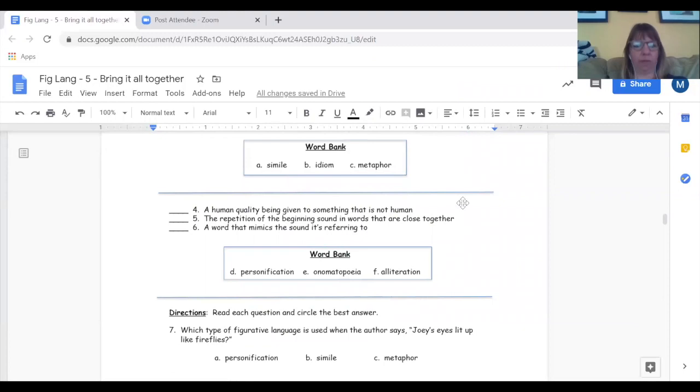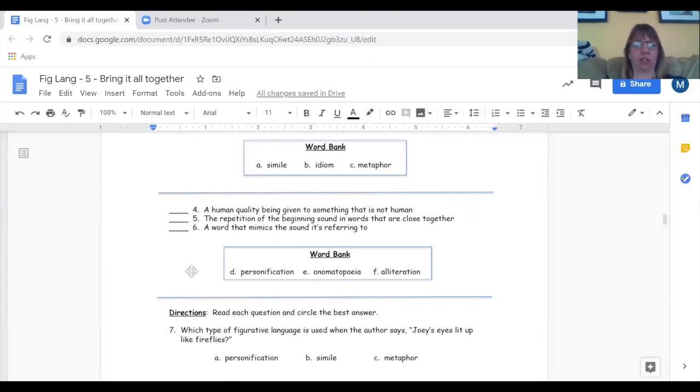A human quality being given to something that is not human. Is that personification, onomatopoeia, or alliteration? Personification, right, because it's a person. You're giving it person qualities.